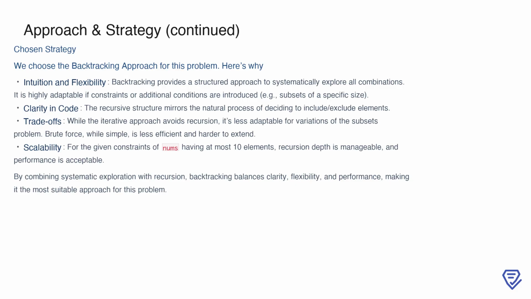As for the brute force method, it's straightforward but inefficient and difficult to scale or adapt. Considering the constraints of this problem, where the input size is small, with at most 10 elements, the recursion depth remains manageable, and the performance is acceptable. This balance of clarity, flexibility, and efficiency makes backtracking the ideal choice for generating subsets in this scenario.